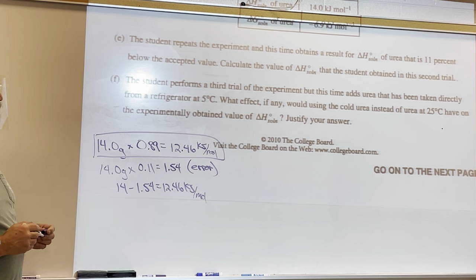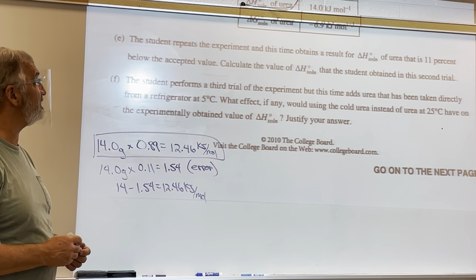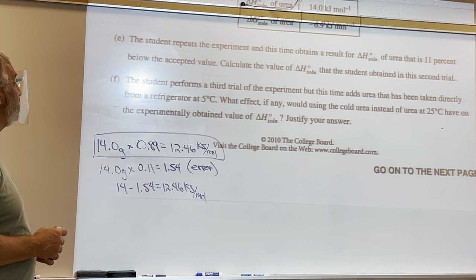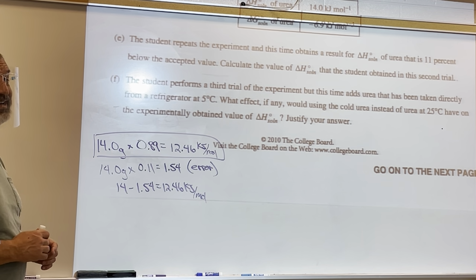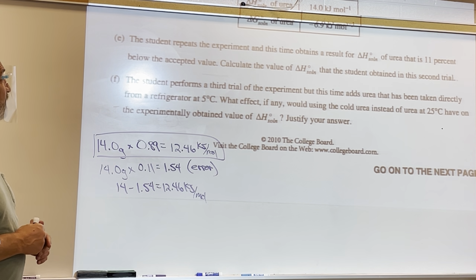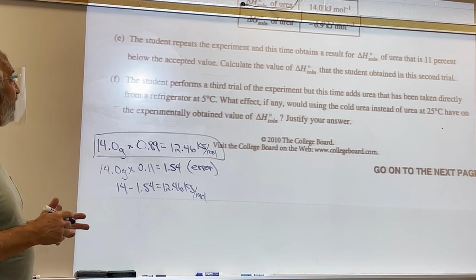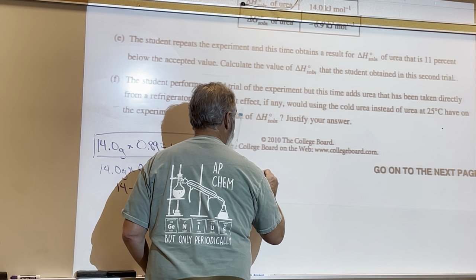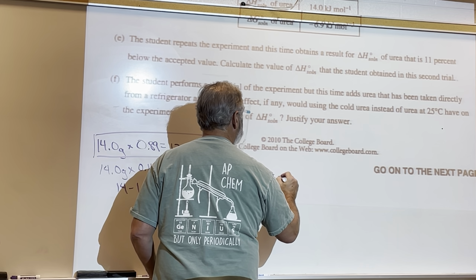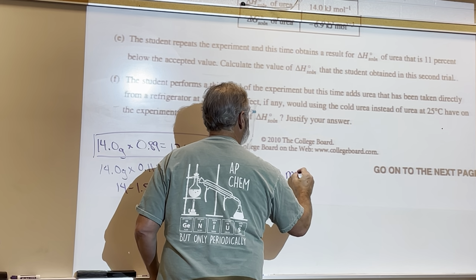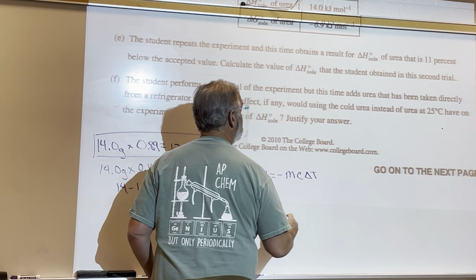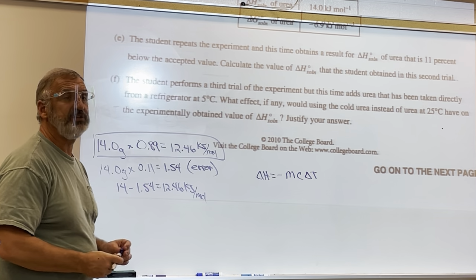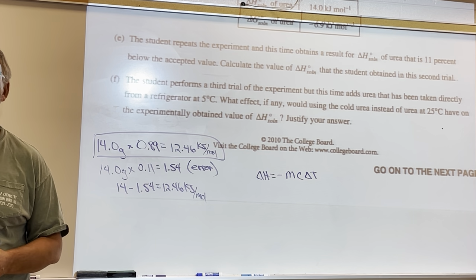And then lastly, the student performs a third trial experiment, but this time adds the urea that has been taken directly from a refrigerator at 5. Okay? What effect, if any, would using the cold urea instead of the 25 have on the experimentally obtained value of delta H? Well, remember that the experimental value, delta H, was equal to negative mass times specific heat times change in temperature. What value is going to be affected by this?